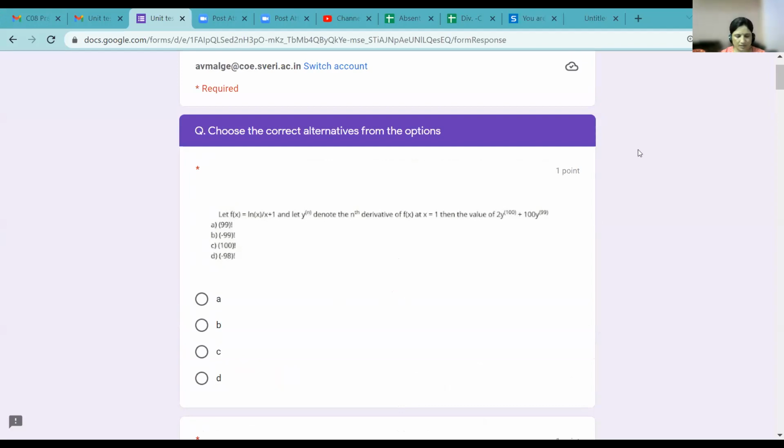So let us start to solve UT-2, Engineering Mathematics 1. We have conducted the second unit test of which chapter? Successive differentiation. Yes, successive differentiation. Here we go for the first example.